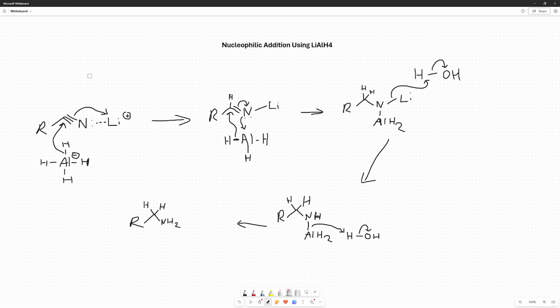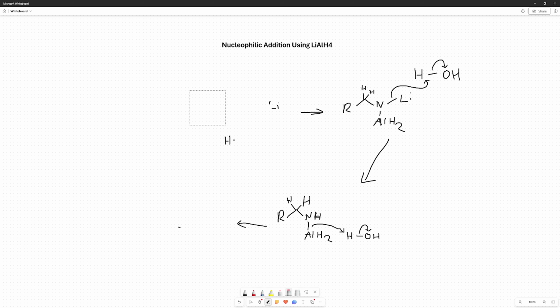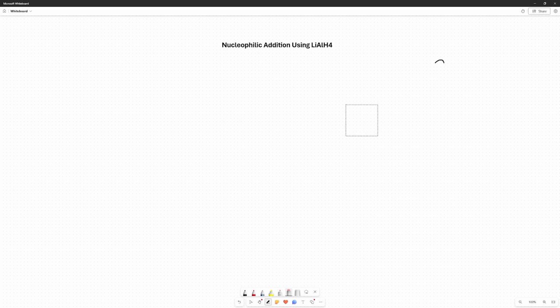So that's it for this part, and the next part we'll start with some questions on nucleophilic addition using lithium aluminium hydride, and then we'll move on to the rest of nucleophilic addition.